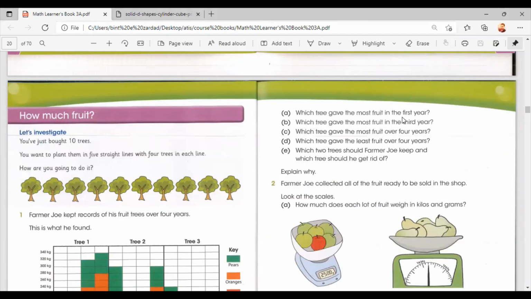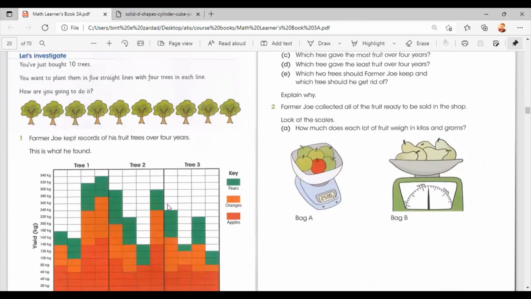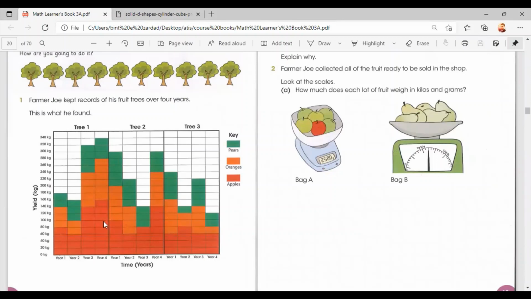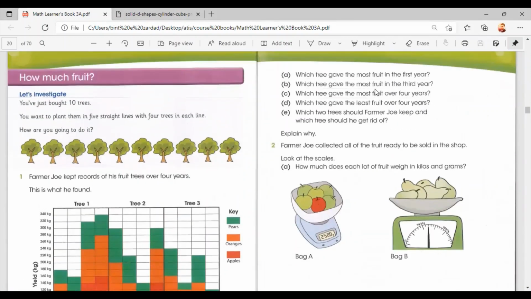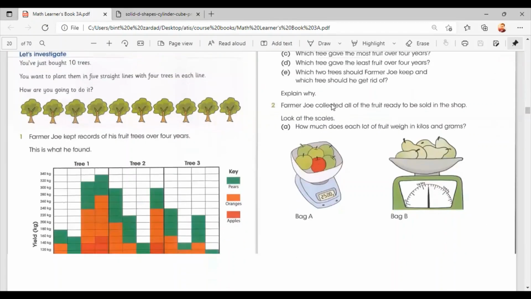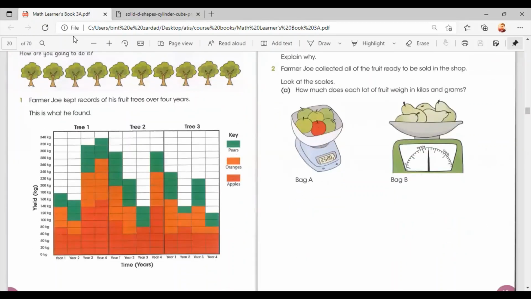Which tree gives the most fruit in the first year? Orange tree. Which tree gives the most fruit in the third year? Even if you cannot calculate, you can assume which one has more color. Now we are talking about the third year. In the third year, which tree gives the most result? This is the third year, and third year.